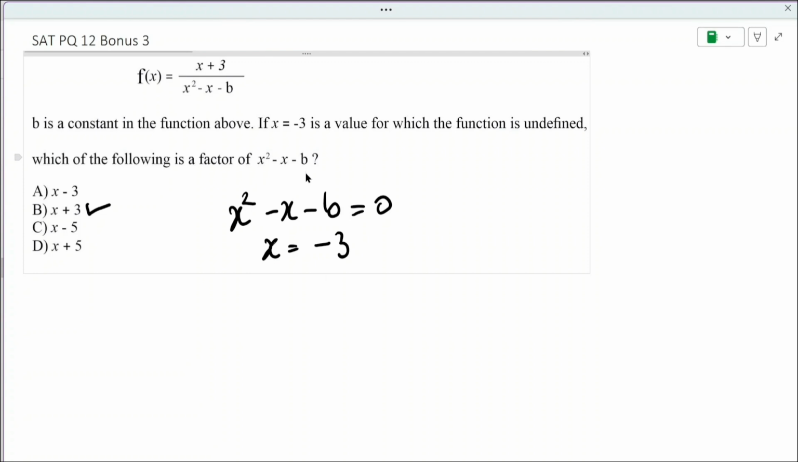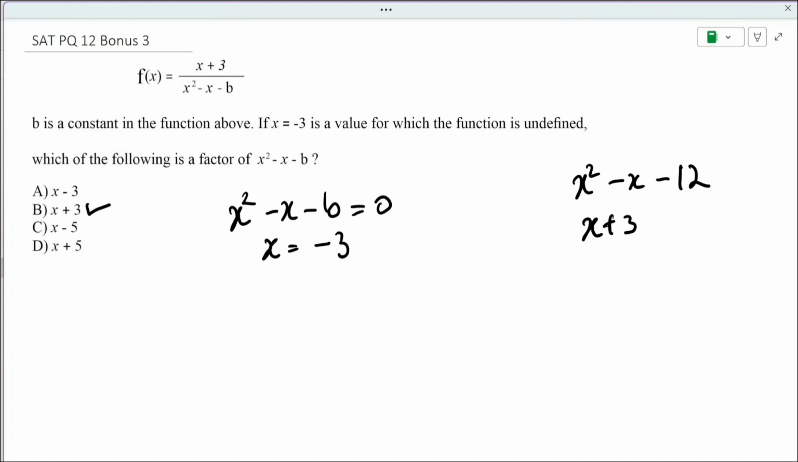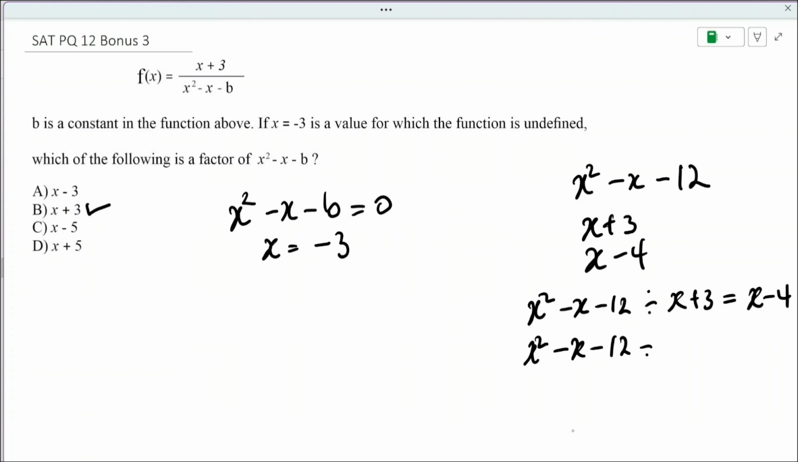And to better explain this, let's just change b to 12. You have x squared minus x minus 12 instead of b. And the factors to this expression are actually x plus 3 and x minus 4. In this case, if you divide x squared minus x minus 12 by x plus 3, you will get x minus 4 without a remainder. Likewise, if you take x squared minus x minus 12 and divide it by x minus 4, it would give you x plus 3 without a remainder.